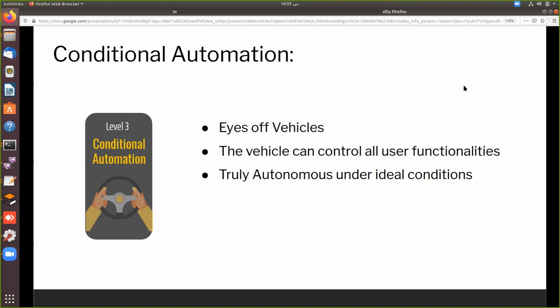Okay. The third level is the conditional automation, and it's said to be the eyes off vehicle, because the user is theoretically allowed to or able to engage in other activities besides driving, because the vehicle is supposedly autonomous in perfect conditions. However, those perfect conditions are not available. It needs, for example, very defined road lanes, very defined road signs that are not very available in most of the countries. So those vehicles are not widespread.